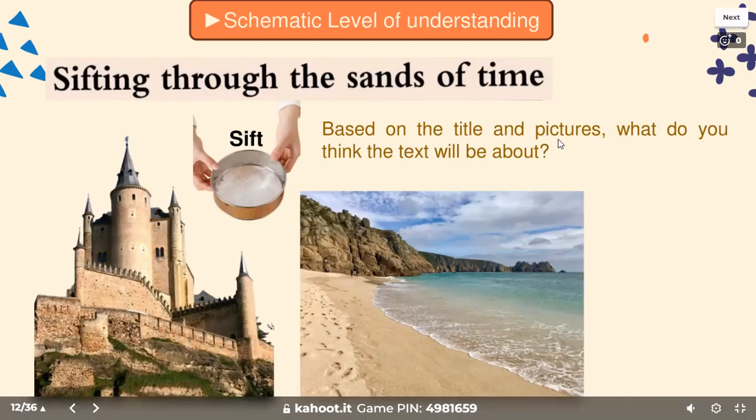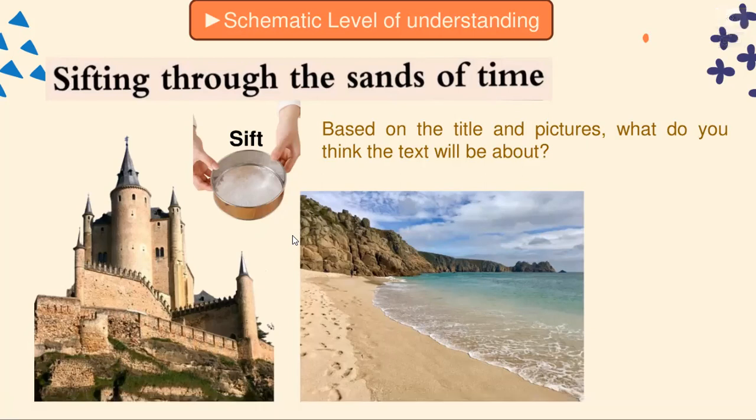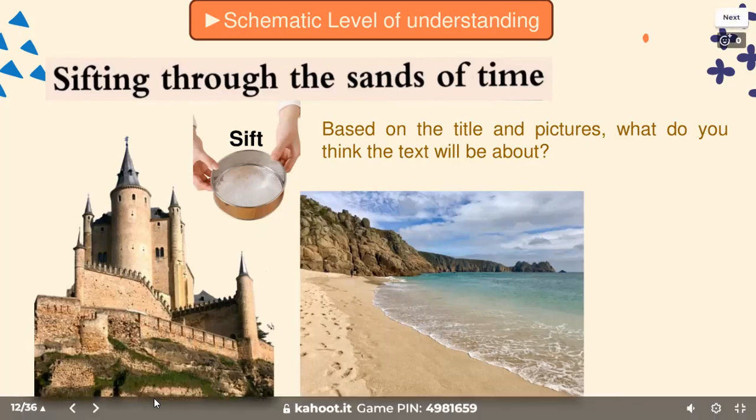Okay, now, based on the title and pictures, what do you think the text will be about? Now, this is what you call the schematic level of understanding. We know what a castle is, we know what a beach is, so we try to make some predictions. The text will not be about cows in New Zealand, probably. Now, from the picture and the title, what do you think the text will be talking about? Old places.